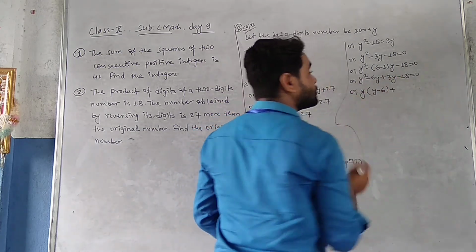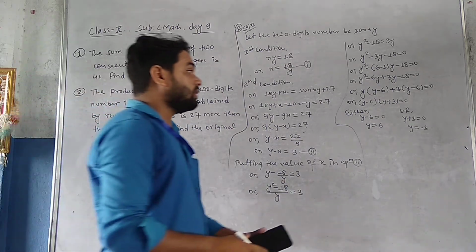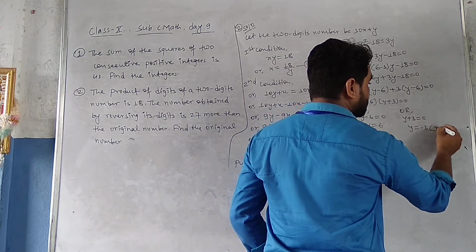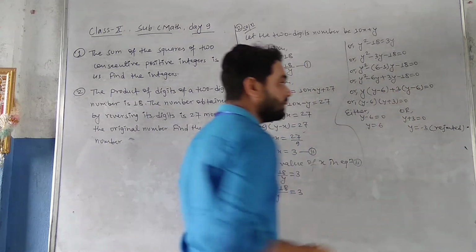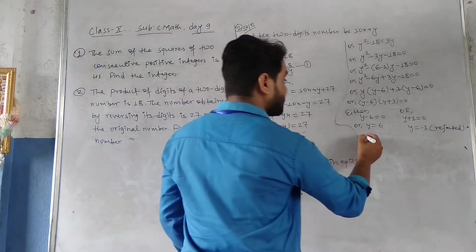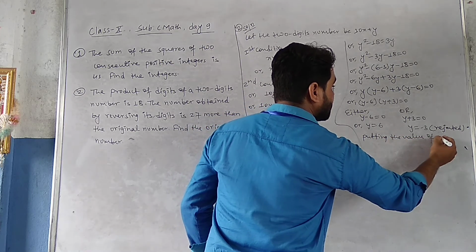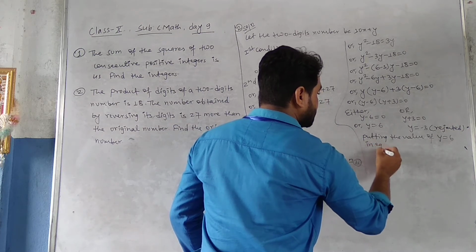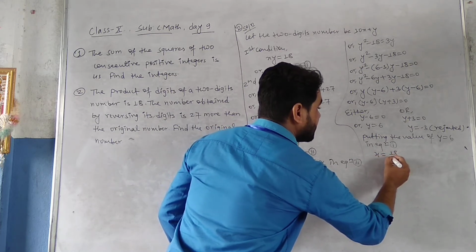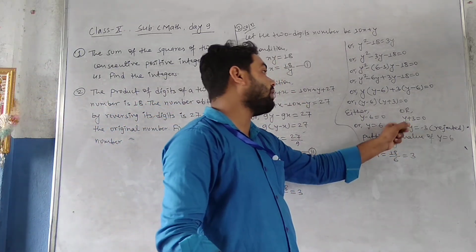Now take the common at first from these two, we take out y, so here it remains y minus 6. Then 3 is the common, if you take out 3 we get y from here, and this 3 divides 18, so we get minus 6 equals 0. So we get y minus 6 and y plus 3 equals 0. Either y minus 6 equals 0, so y equals 6, or y plus 3 equals 0, so y equals minus 3.